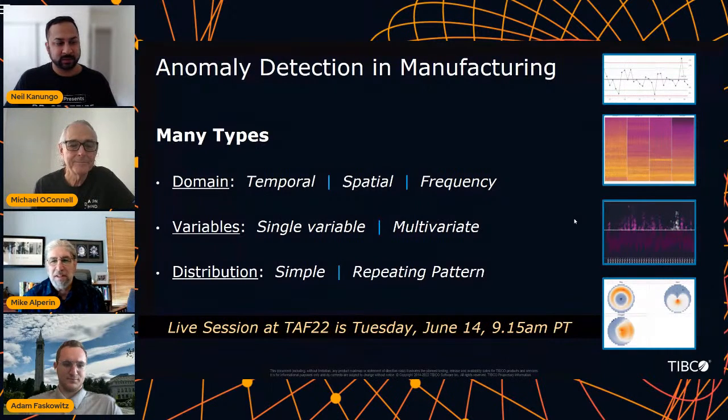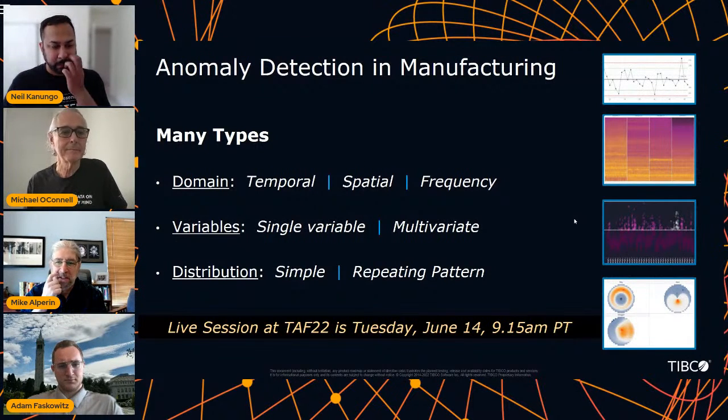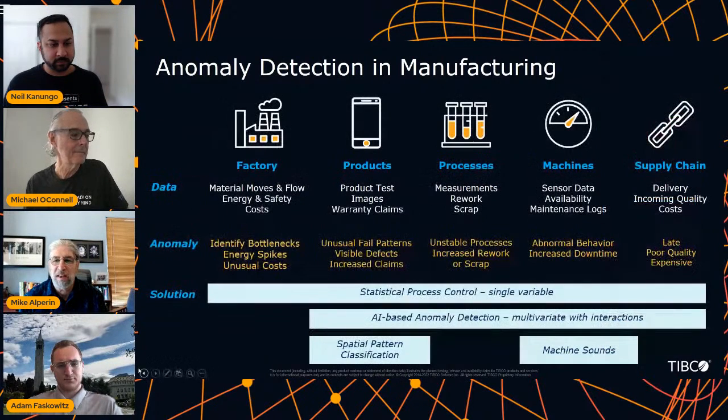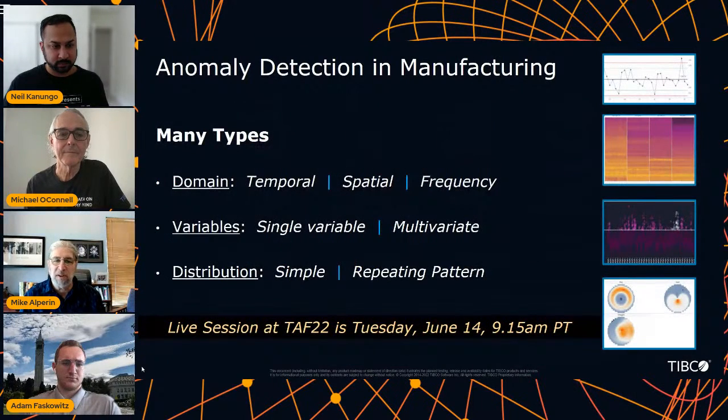Yeah, so anomalies are rare, unusual events or observations, and they're often distinct from the rest of the population. And there are many types of anomalies, right? There are anomalies in time series, anomalies in space and spatial distributions, and even anomalies in the frequency domain. Each one could require different detection methods. Some are present in a single variable, some in multiple variables and represent complex interactions. So we're going to show 4 different examples of anomalies that span this space.